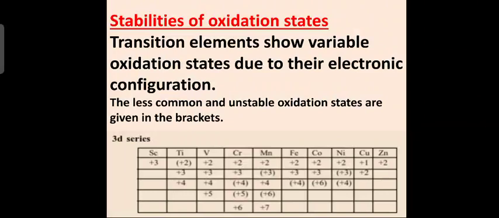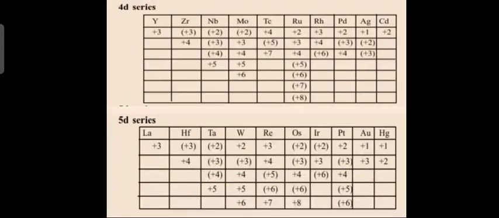Copper +1 and +2 are stable. What is that +1 called? +2 is called cupric, and cuprous is +1, correct. Zinc is +2. So this is about the 3d series. We shall move to the next slide. 4d series. Yttrium +3. You can see all of it, I am not going to read all this.